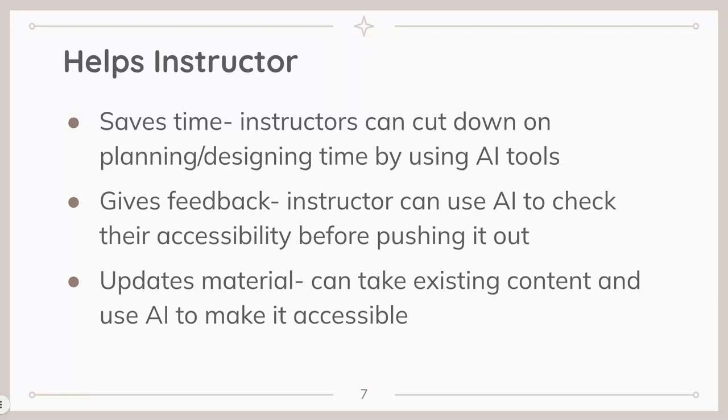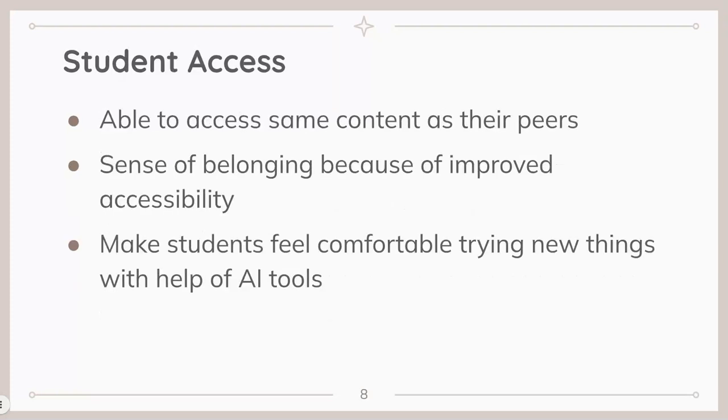And thirdly, AI can help update materials. That means instructors can take existing content that they already have and use AI to make it accessible for students, which again can help them save time. AI can also help student access in their learning. It can make sure that students can access the same content as their peers. So instead of instructors providing separate material for them, AI tools can make sure that disabled students can access it in the same way as their peers.